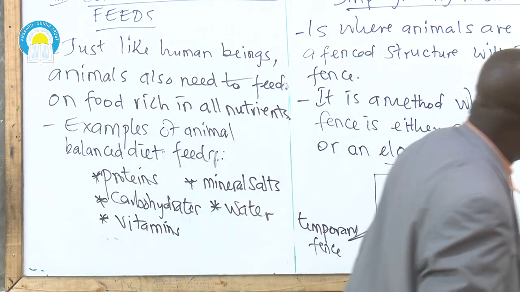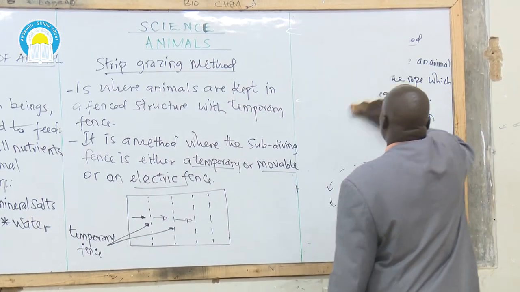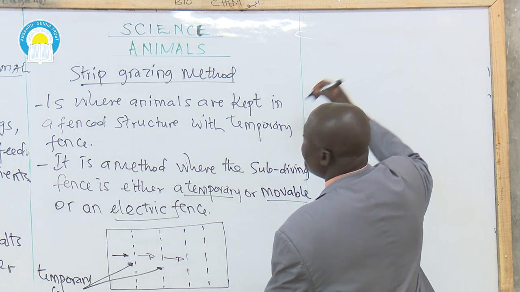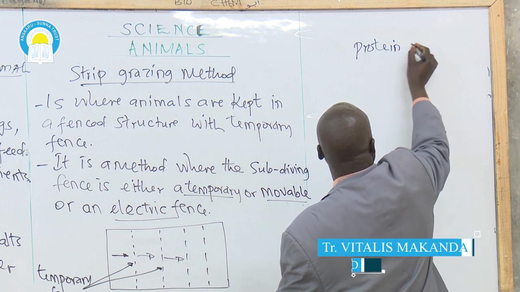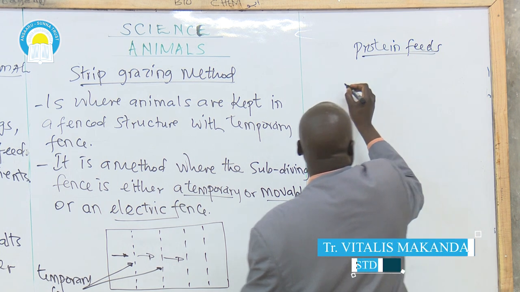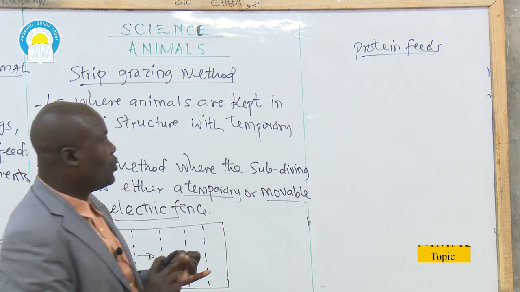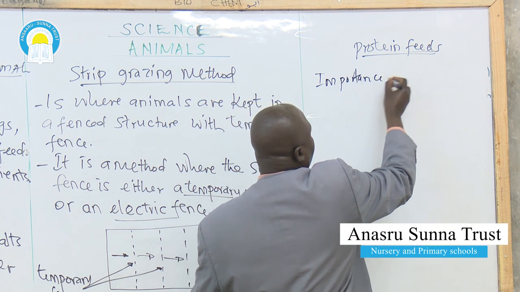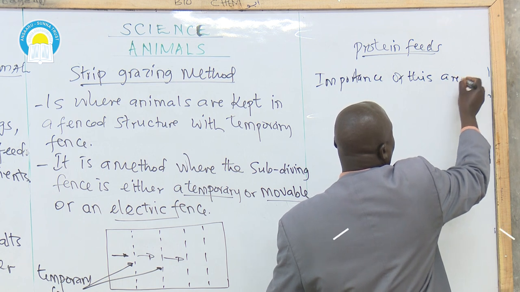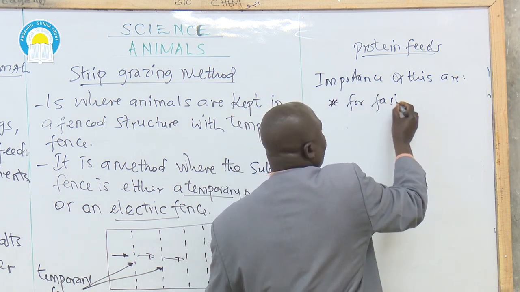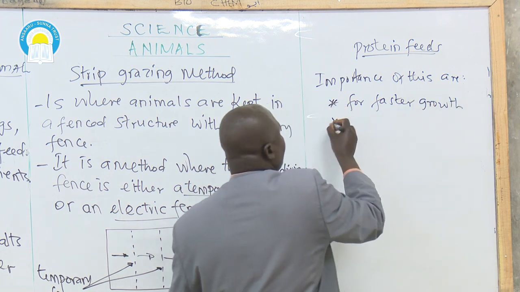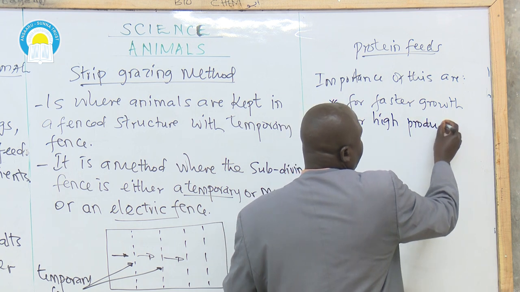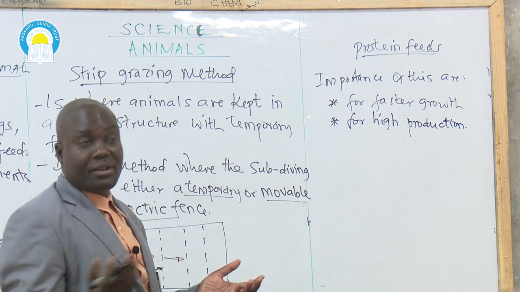So just in brief, let's look at the types of nutrients which animals get from this food. Let me start with the proteins. Protein feeds make animals grow faster and give high production. So the importance of this is, 1, faster growth, and number 2, high production. Those are the advantages, or importance, of proteins.